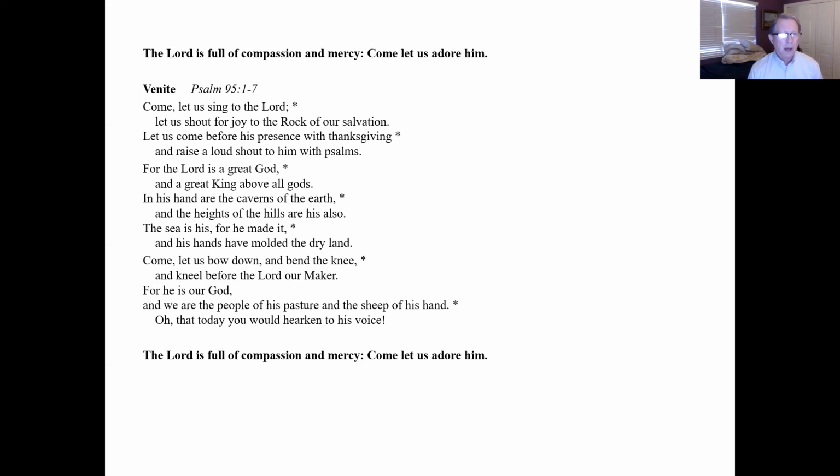Come, let us bow down and bend the knee and kneel before the Lord our Maker. For he is our God, and we are the people of his pasture and the sheep of his hand. Oh, that today you would hearken to his voice. And again we say together, the Lord is full of compassion and mercy. Come, let us adore him.